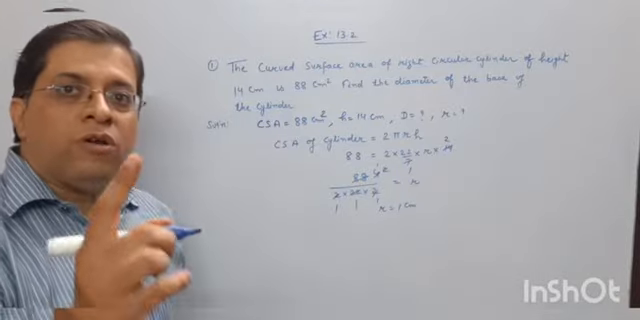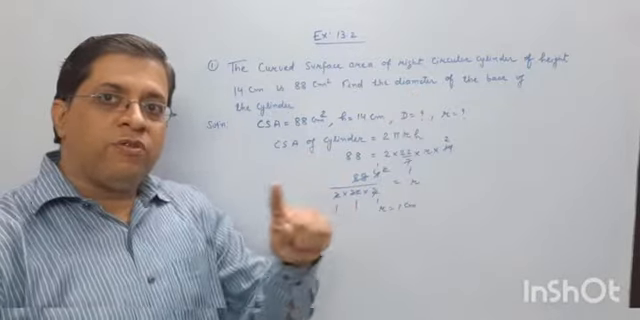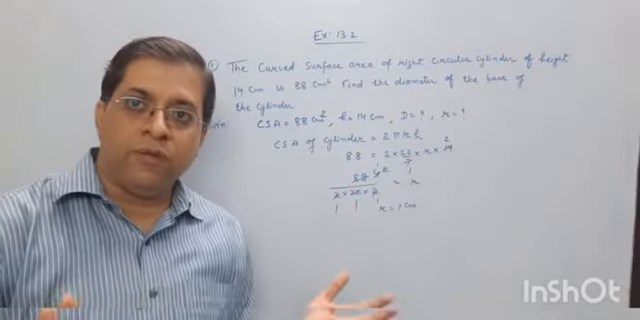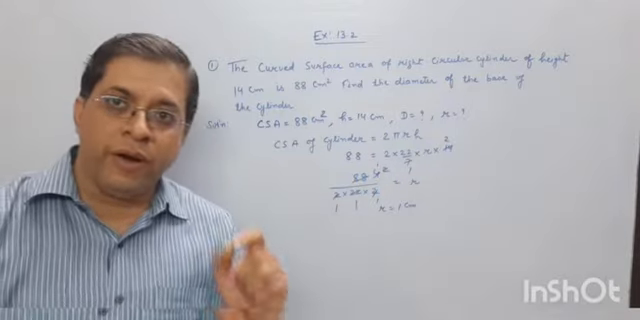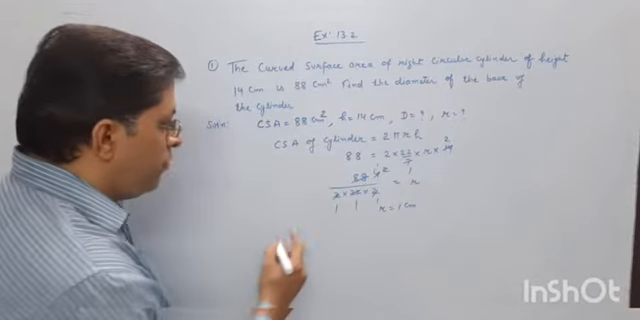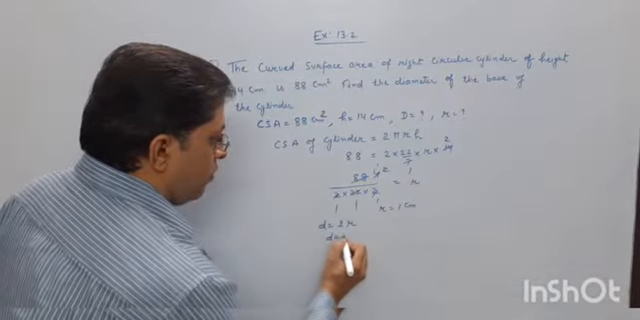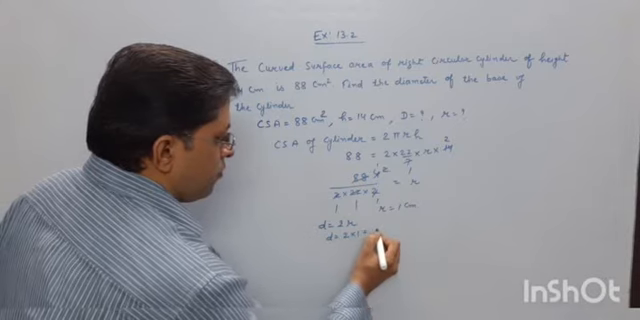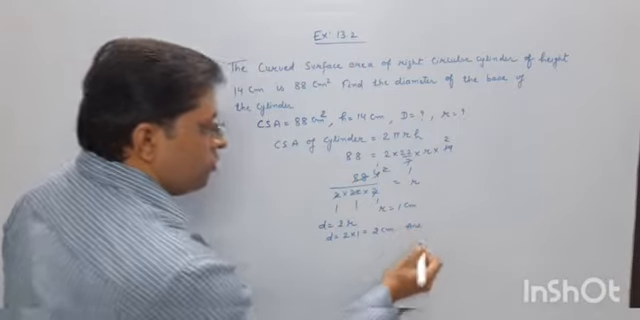But actually what you have to find in the question, see here, find the diameter. It means you have to find diameter, and diameter we know D is equal to 2R. It means whatever radius is there, you have to multiply it by 2. Then D is equal to 2R. Then D will be 2 into 1, 2 centimeter, and this is the answer.